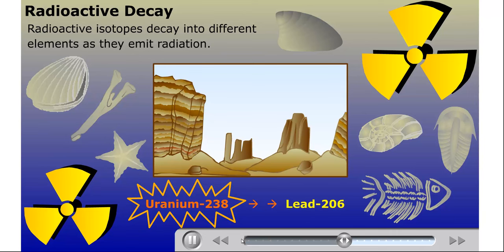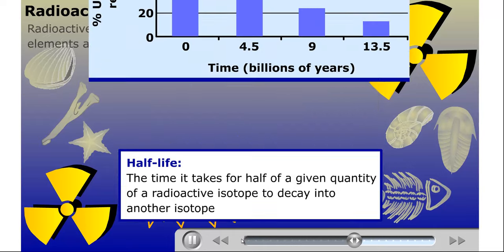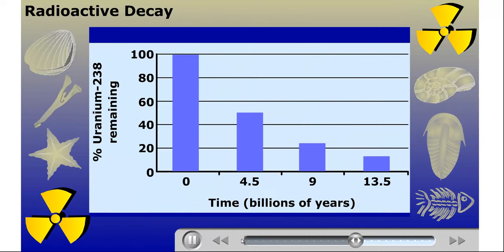Each radioactive isotope decays at a unique constant rate, described by its half-life. The half-life is the time it takes for half of a given quantity of a radioactive isotope to decay into another isotope. The half-life of uranium-238 is 4.5 billion years. That means it takes 4.5 billion years for half of a sample of this isotope to decay away.